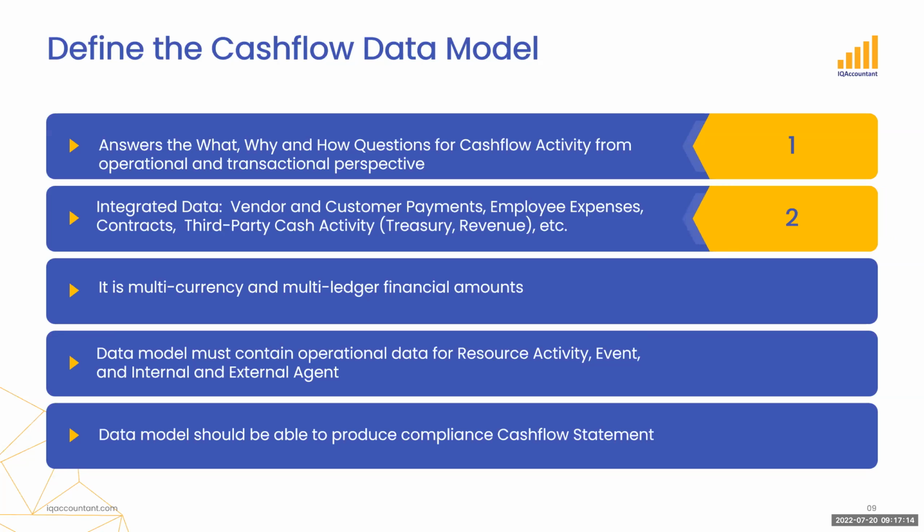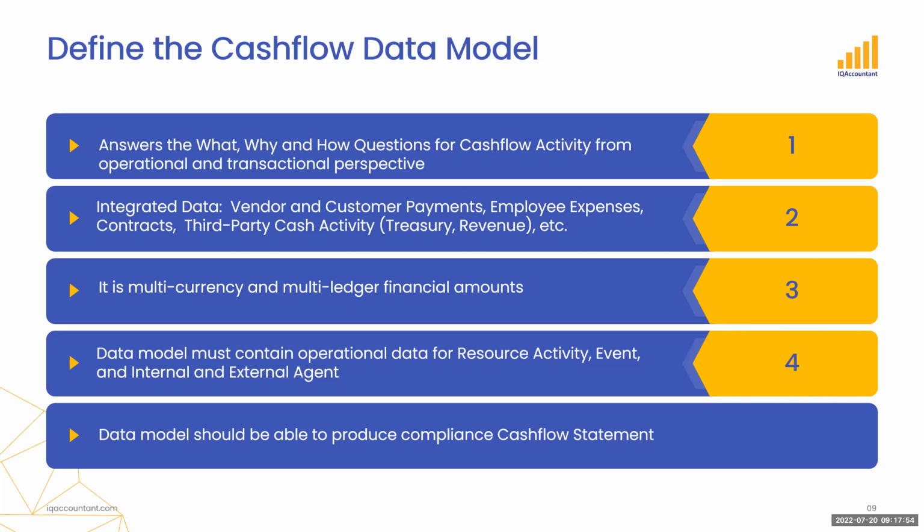We wanted to have that integrated data that, like you mentioned above, would contain vendor and customer payments, employee expenses, contracts, and any third-party cash activity. So treasury and revenue systems might also be incorporated. Again, we want an integrated data model. The data model should be multi-currency, multi-ledger financial amounts. So we want to make sure we're flexible from the perspective of our financial amounts. Now we talked about operational, this kind of impacts the financial general ledger perspective.